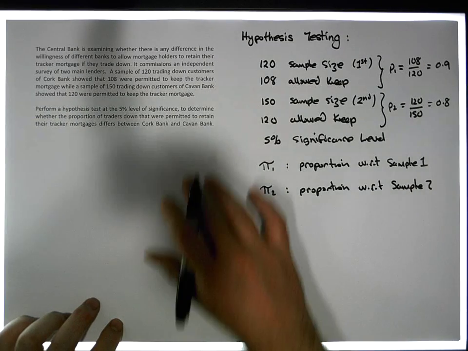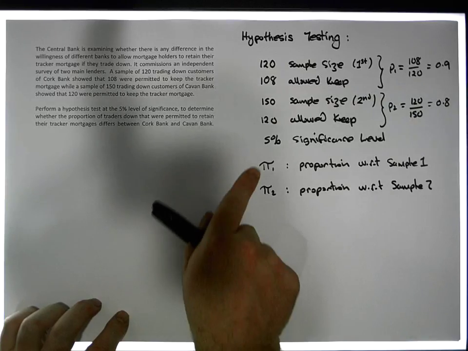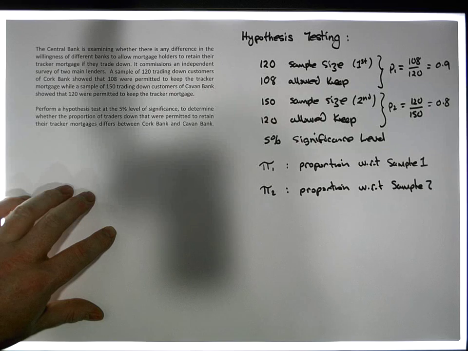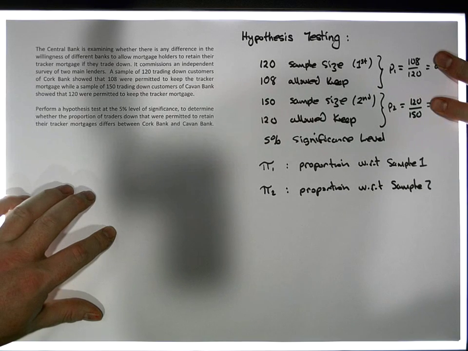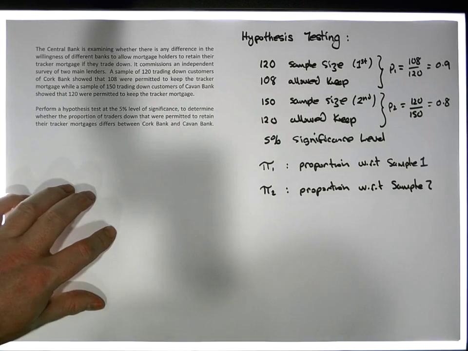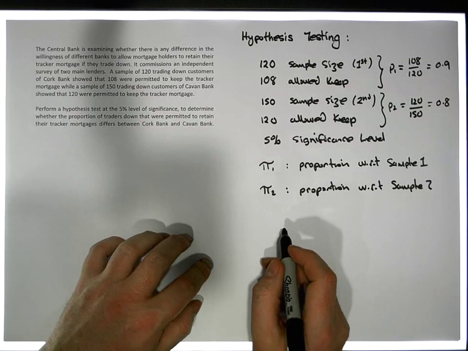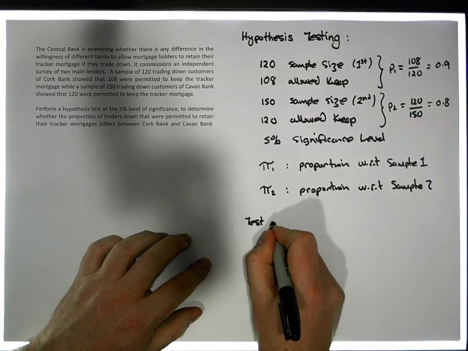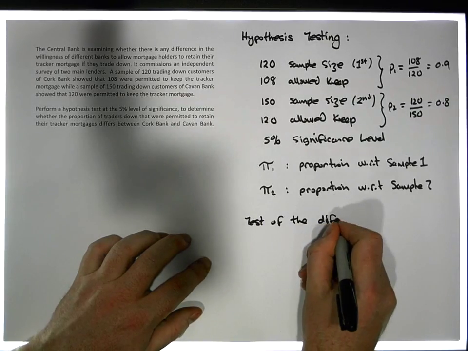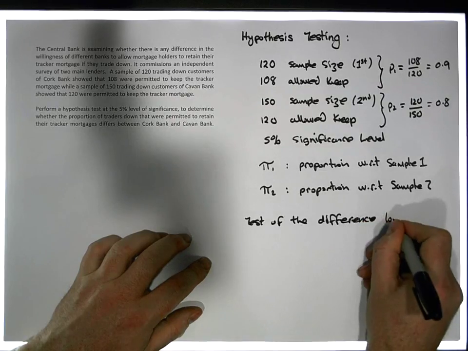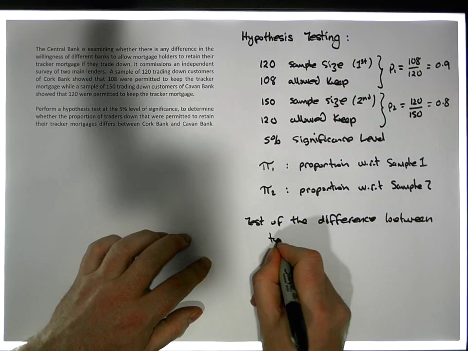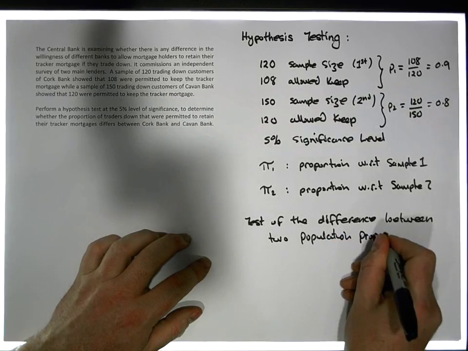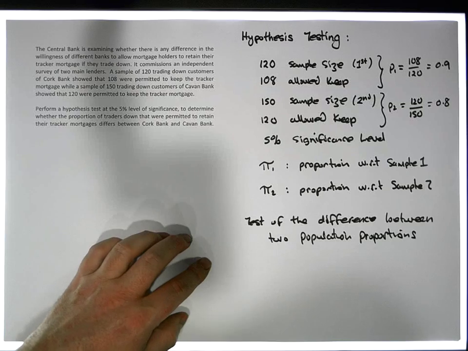So what we'd like to do is a hypothesis test that tests whether the proportion with respect to the first population is different to the proportion with respect to the second population, based off the sample evidence that we have here with respect to two sample proportions. And the test statistic that we're going to use for this, maybe I should write this down. This is a test of the difference between two population proportions.